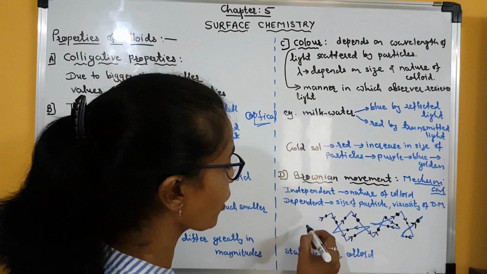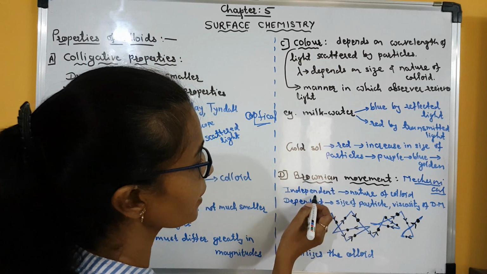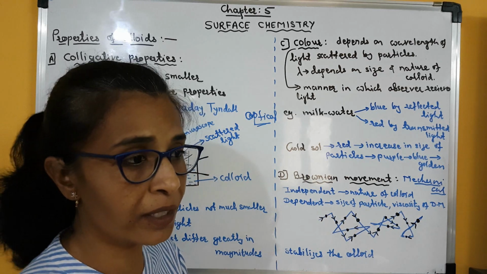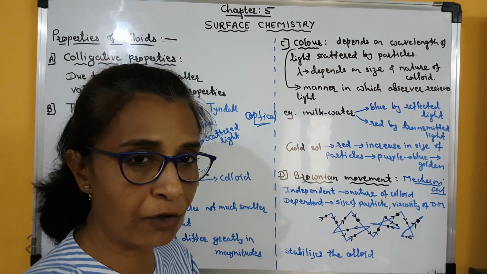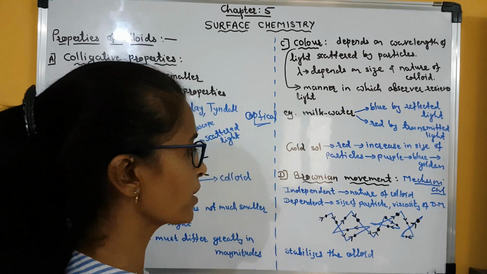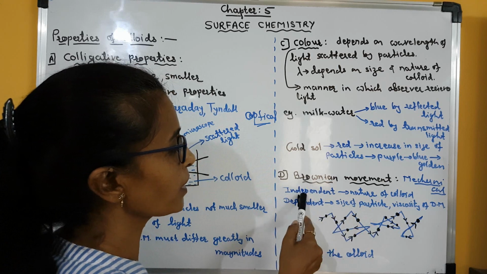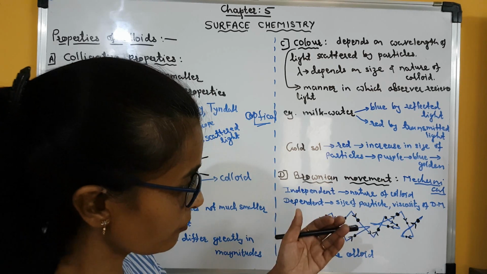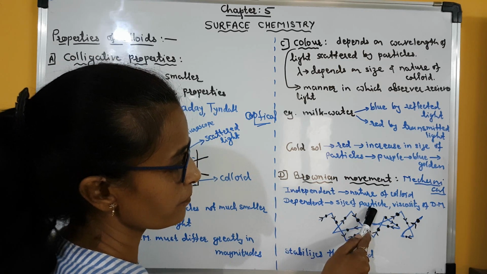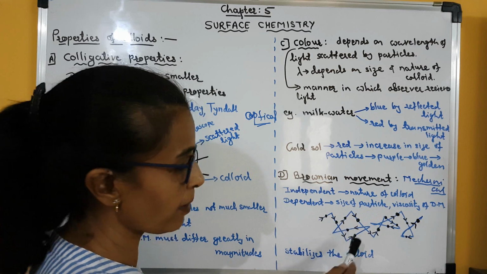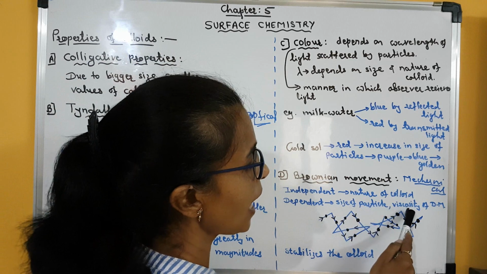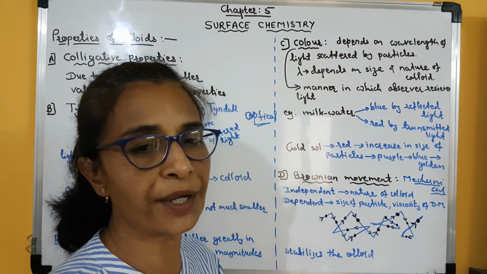Now what is the importance? See, this Brownian movement is independent of the nature of the colloid. It doesn't depend on whether the colloid is lyophilic or lyophobic, or an aerosol, or a gel, or whatever type of colloid it is. But it depends on the size of the particles. Clear? Particles means which particles? The particles of the dispersed phase. So it depends on the size of particles and the viscosity of the dispersion medium.